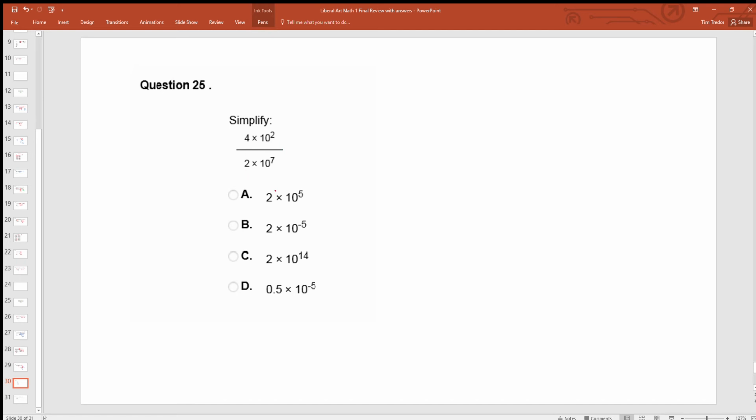All right, we want to simplify this, and our answers are in scientific notation. So to do this in scientific notation, I do 4 divided by 2, and then 10 to the second divided by 10 to the 7th, which is going to be 2 times 10 to the 2 minus 7, which would be negative 5. Option B.